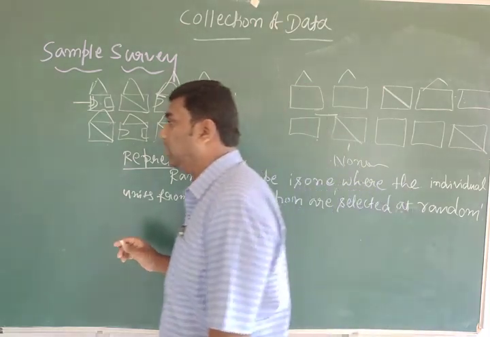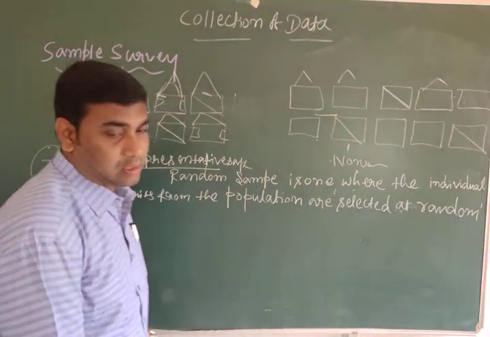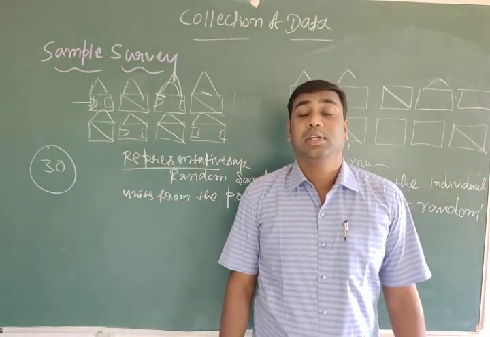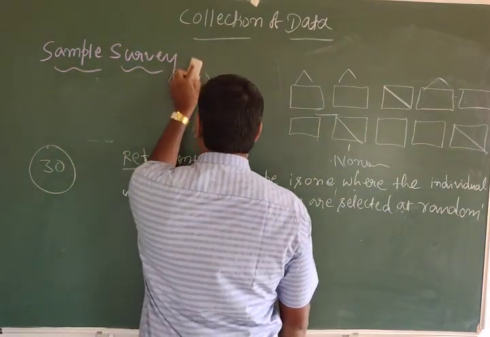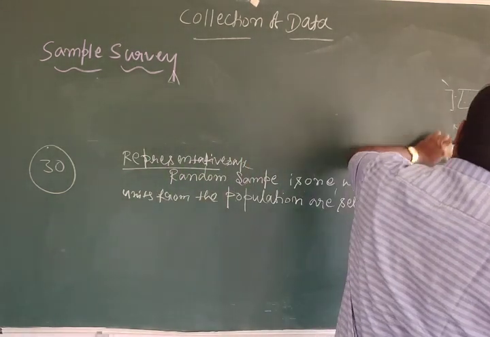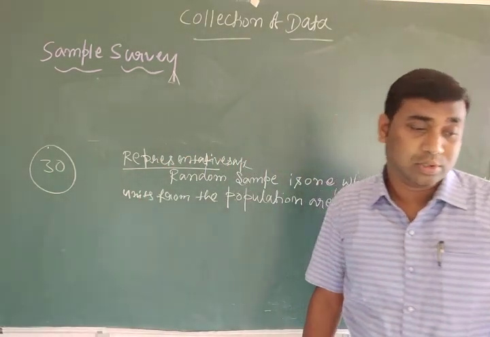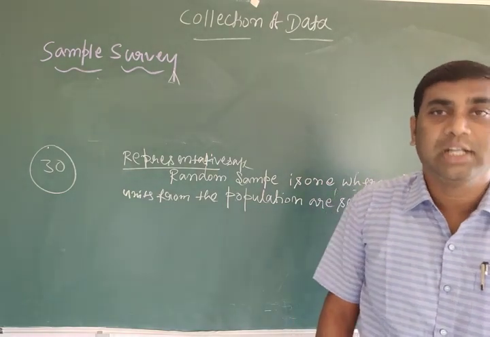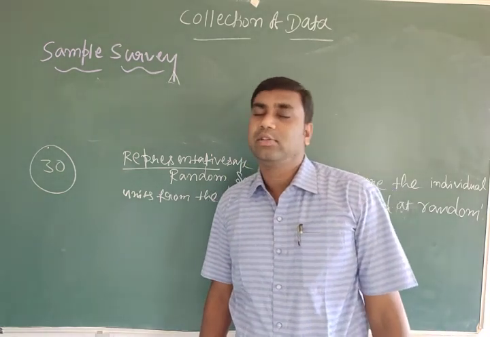We have to take 30 households. For what purpose? To check what the impact is when the price of petrol increases. When the government wants to increase the price of petrol, what will happen in the households? To understand that, suppose we have 300 households. Out of 300 households, we have to select only 30. Checking all 300 is not possible.